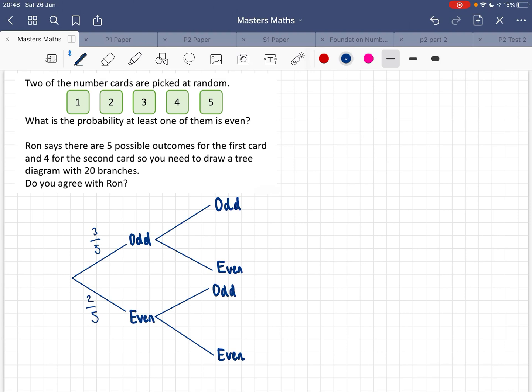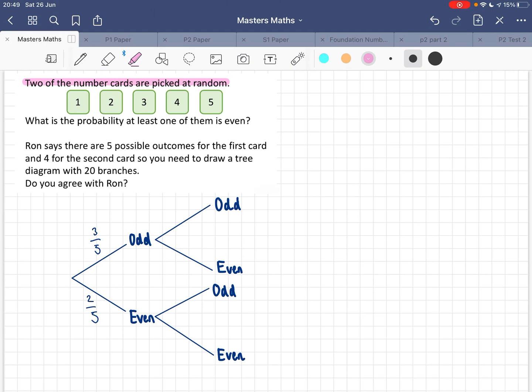That's important actually. This often confuses people. 2 of the number cards are picked at random. Now, if you're picking 2, that means you're taking one and you're not putting it back, and then you're taking another one straight away. Don't get confused and put extra branches on. We're taking 2 cards, but we're doing them one at a time, for the sake of drawing a tree diagram.